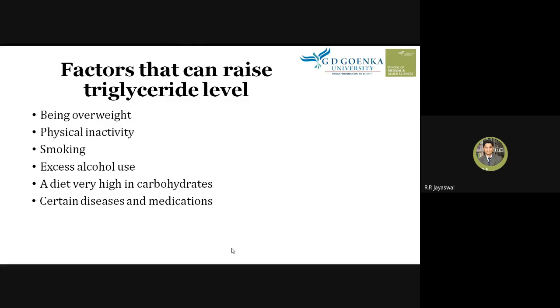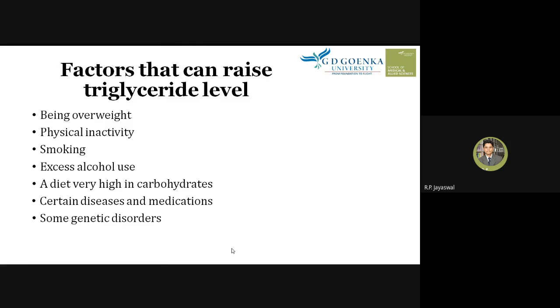Certain diseases and medications can increase triglyceride level in the blood, like diabetes. There may be a chance that the triglyceride level is on the higher side, or if some medication is taken by the patient, that medication can also have a stimulatory effect to increase triglyceride in the blood.